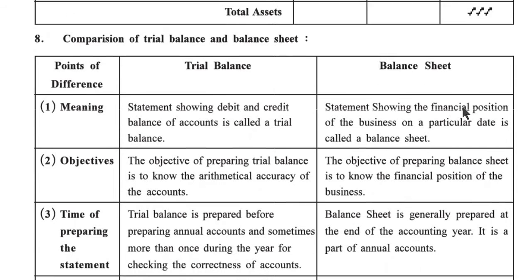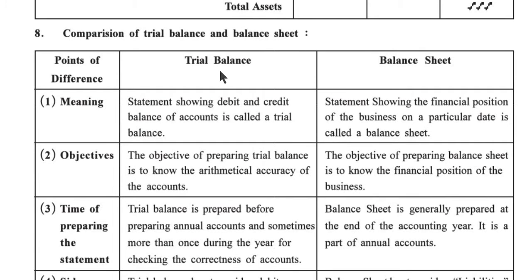Now comparison of trial balance and balance sheet. It means the difference between the trial balance and balance sheet. First of all, meaning. A statement showing debit and credit balances of accounts is called a trial balance. Here, a statement showing the financial position. Here, debit credit balance, and here the financial position of the business on a particular date is called a balance sheet.